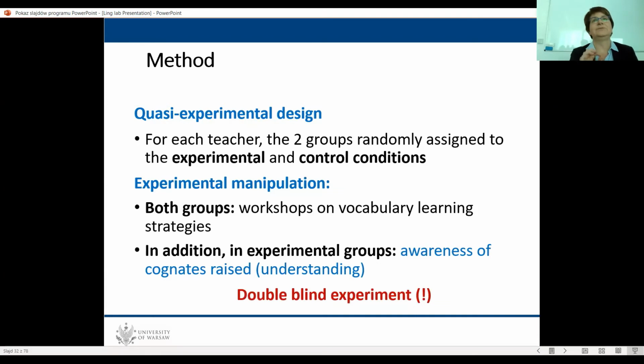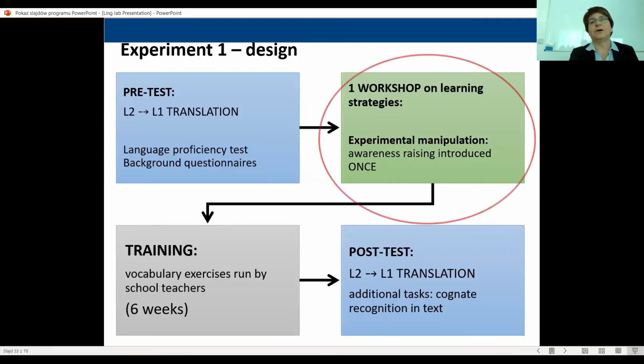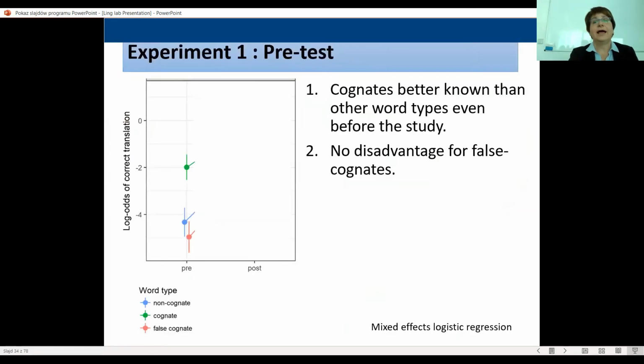Quite importantly, it was a double-blind experiment because the children believed that it was just a crazy lady doing a project on how to better learn words. And the teachers didn't know which group was which, because those awareness raising workshops were carried out in their absence. I was alone in class. In the first experiment, we had only one workshop, just a brief introduction, brief raising awareness of cognates. So we had the pre-test, the post-test, the training, and this one workshop.